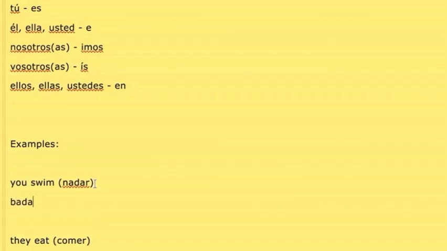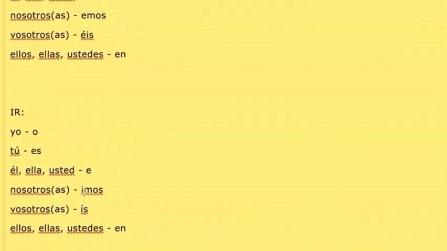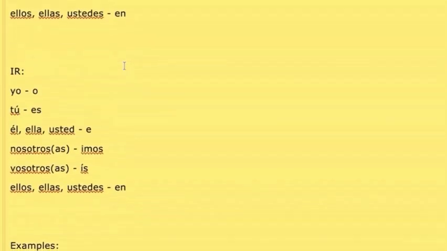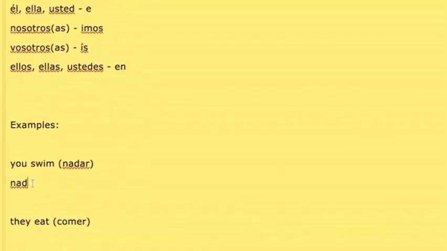Alright, let's start with this first one. We've got the word nadar. What we're going to do is we're going to take off the AR. Then we're going to go to the tú form. So you can see the tú form is going to be as. So in order to say you swim in Spanish, it's just going to be nadas. Now you can also include the tú if you want, tú nadas. But you don't need to because it's already built into the conjugation.